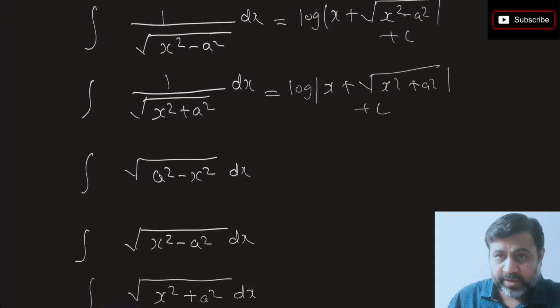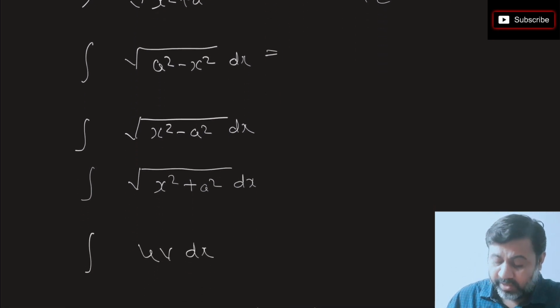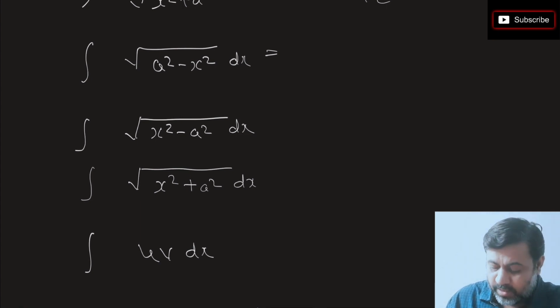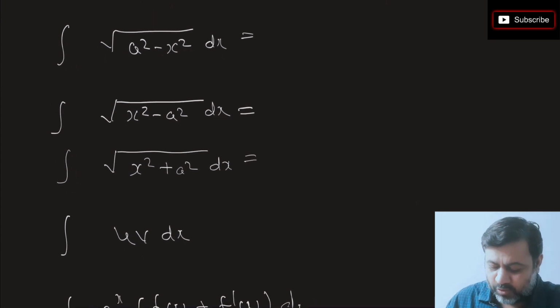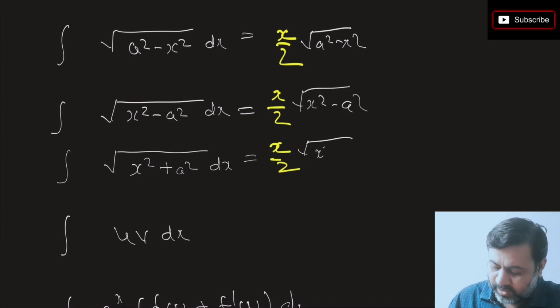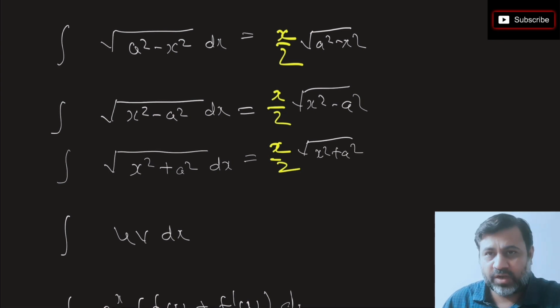Next one is under root a square minus x square. So under root a square minus x square will be quite similar to 1 by under root a square minus x square. ठीक है, I just want you to observe the way I'm writing, I'm just trying to make you understand कैसे इसको easily याद रखना है. So I'm just writing x by 2, x by 2, x by 2. Now whatever the question, root of a square minus x square, root of x square minus a square, root of x square plus a square. So x by 2 के बाद में whatever the question I wrote.